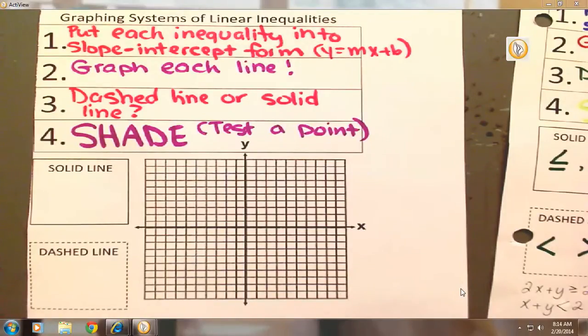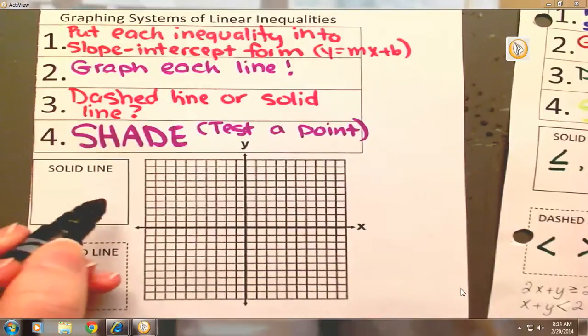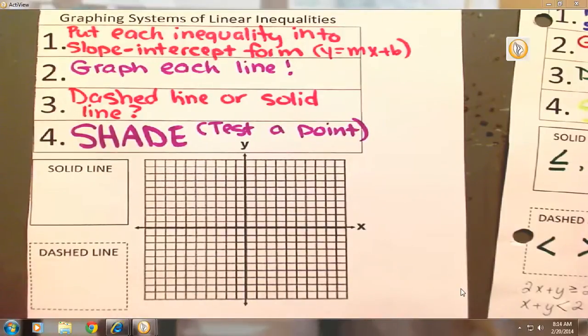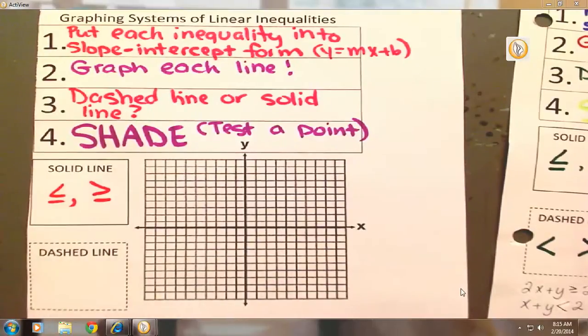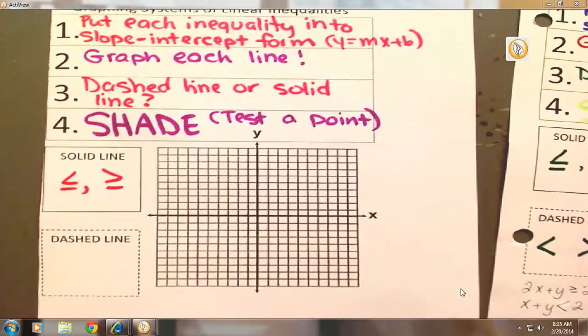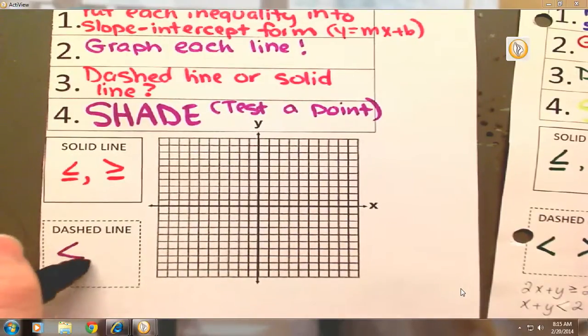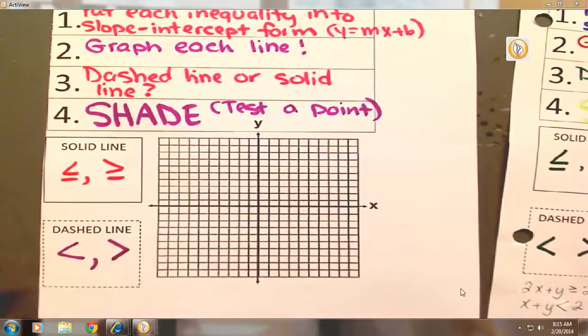Now, down below number 4, here on the left-hand side of your sheet, you'll see where it says solid line, dashed line. In those boxes, I want to put the inequality symbols that we're going to use when we have a solid line or a dashed line. Well, when would we use a solid line? Less than or equal to or greater than or equal to. So write those symbols in. Now what about a dashed line? When do we use that? Less than or greater than.